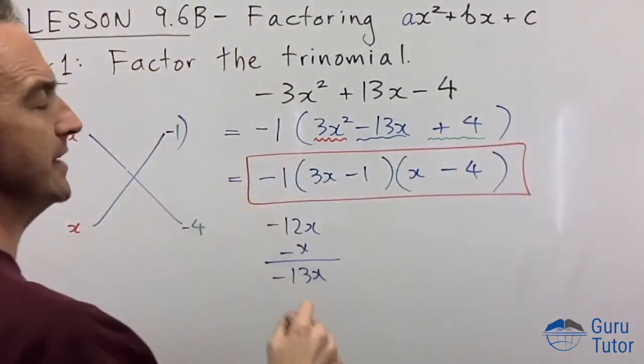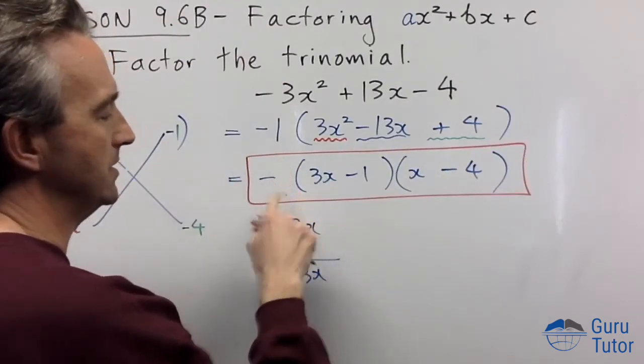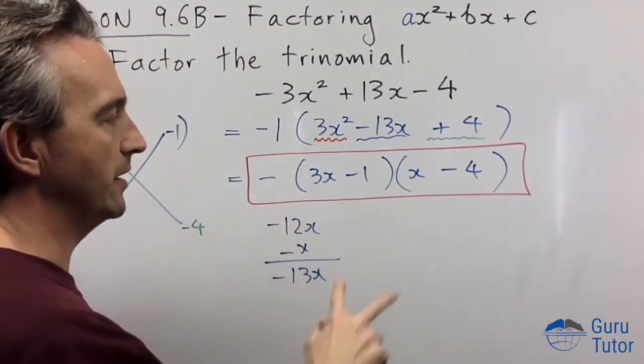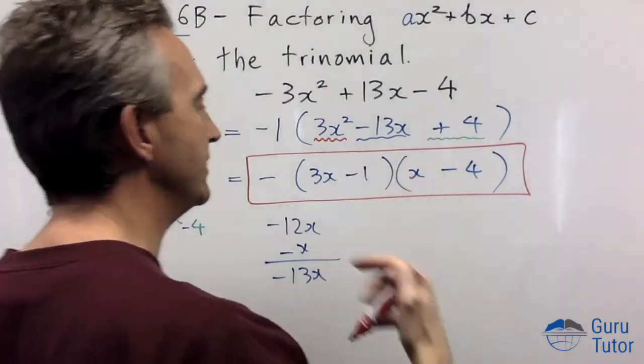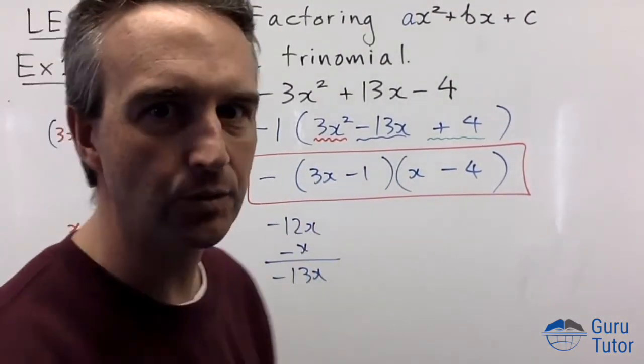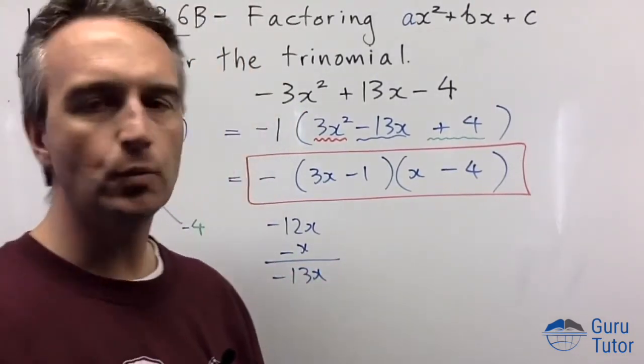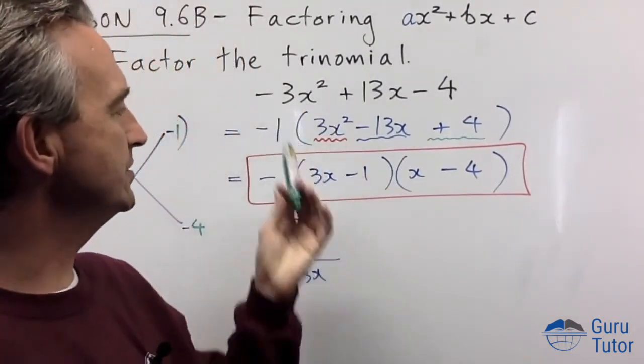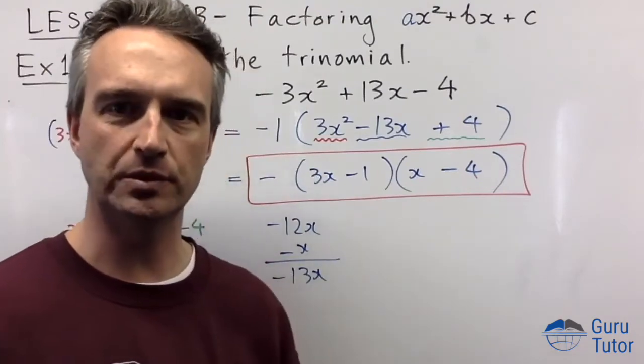Okay, and actually you don't really need to say minus 1 at the front. You could just leave it as a minus like that, and that is fine. Remember, the order can be different, okay, but this is what I'm looking for, this answer here. Okay, so that's how we handle trinomials where we've got a negative leading coefficient. Take out the minus 1 and then just do it like normal.